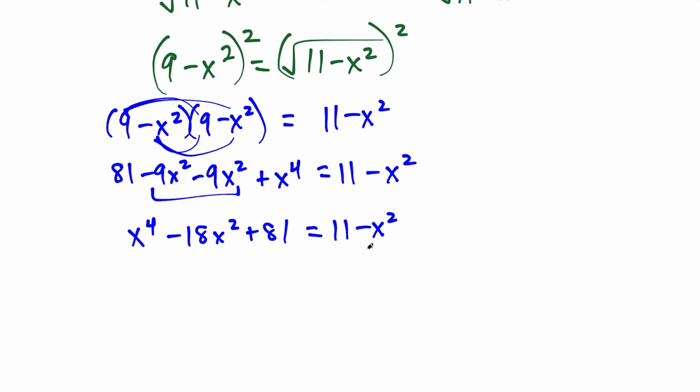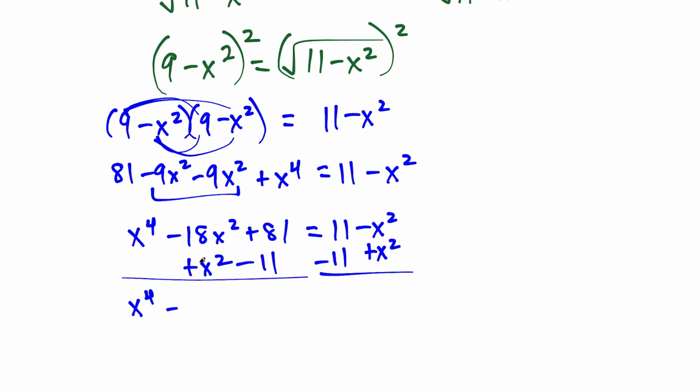So we're moving everything to the left side. We're going to go plus x squared, and we could also say minus 11. So now on the left side, we have x to the fourth, and then we have minus 17x squared because we're doing negative 18 plus the invisible 1 in front of the x squared. And then we have 81 minus 11 is 70, and this is all equal to 0.